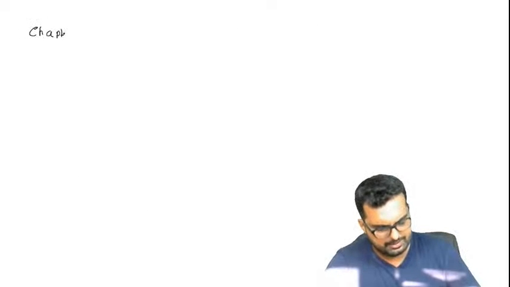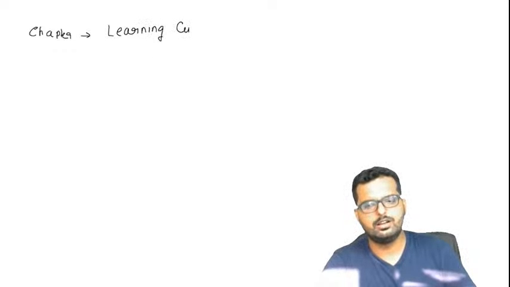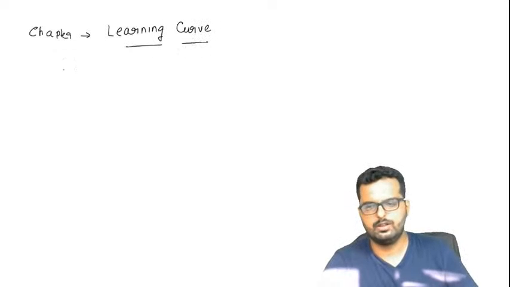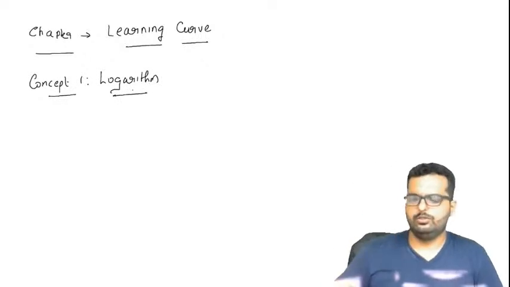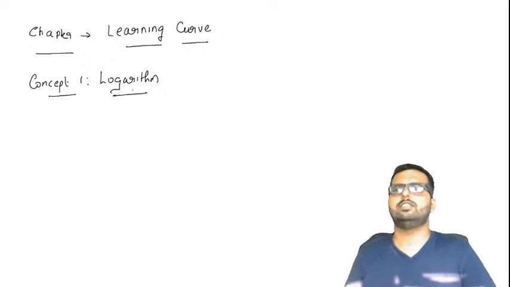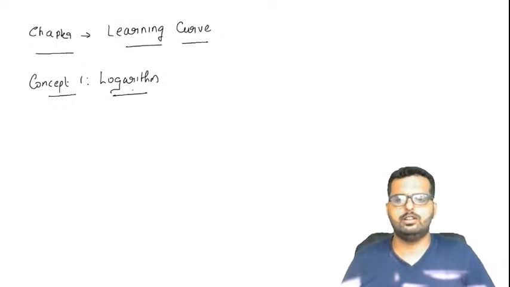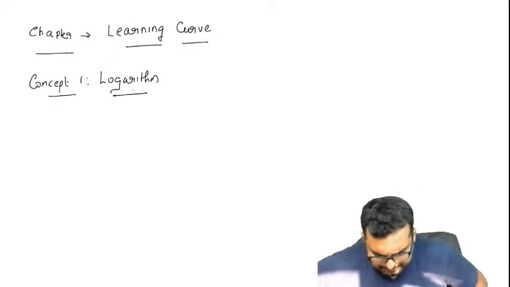So, what you do is you write down the next chapter's name in your books as learning curve. Inside that you write down concept number 1, logarithm. Friends, do you remember logarithm and anti-logarithm? If you want to understand this chapter of learning curve, we need to understand the logic of logarithm and anti-logarithm also. Okay?